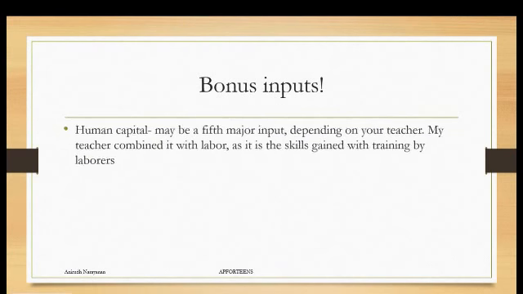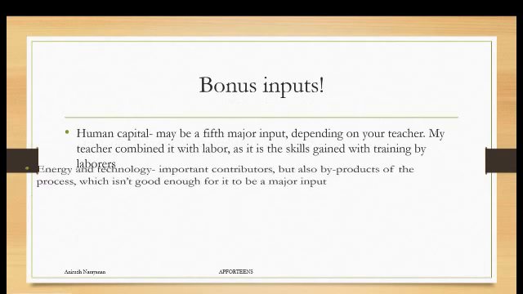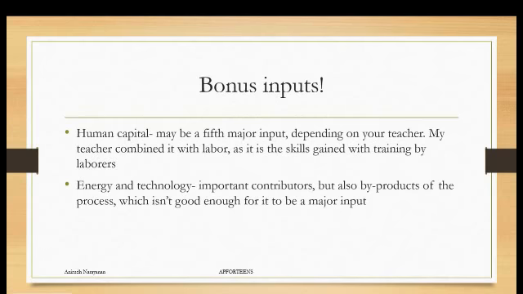Let's look at some bonus inputs, some extra ones. Human capital. Depending on your teacher, this may be a 5th major input, or it may be combined like my teacher did with labor. Human capital is the skills gained with training by laborers. So those training sessions that all your parents sometimes go to get better at their job, to learn something new about their job, that would be human capital, which may or may not be a 5th major input.